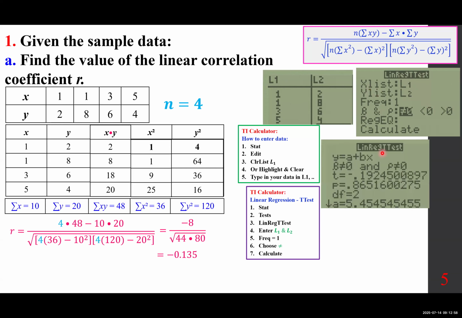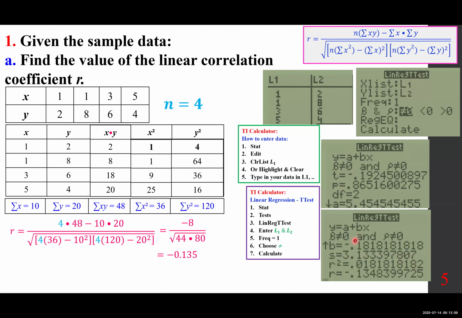And so this is the linear regression test and the linear regression equation. Again, we're going to ignore it for now. We're going to come back to this as we continue with this question. But for now, we are interested in the value of R. Take a look at this one.